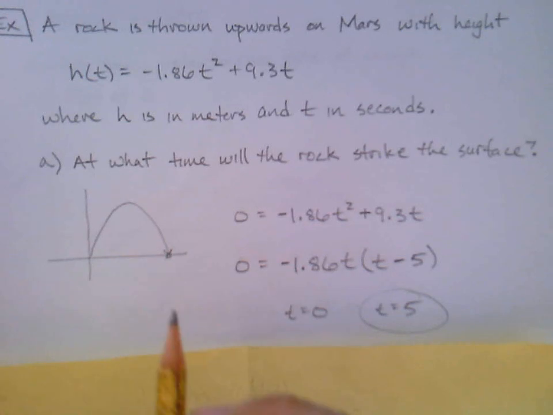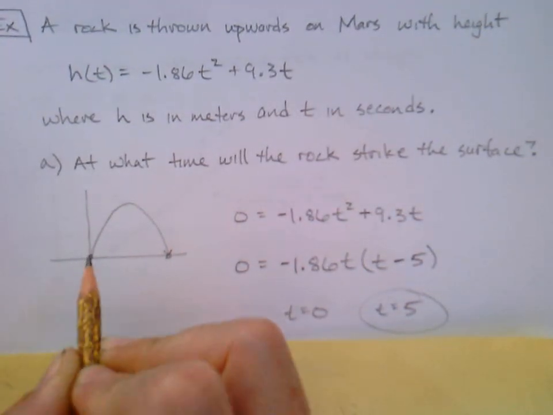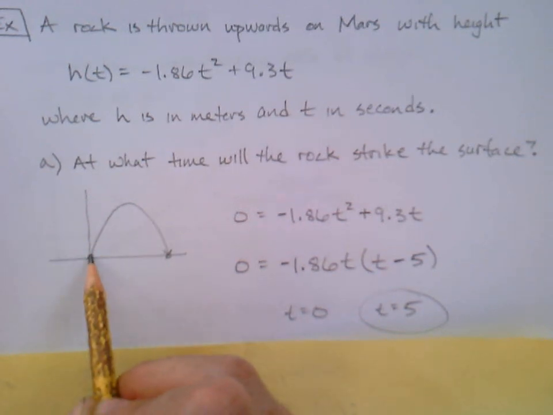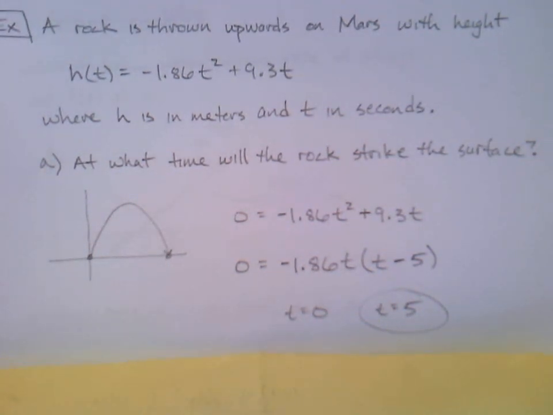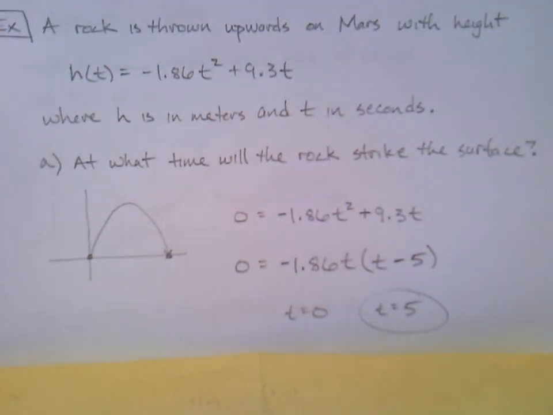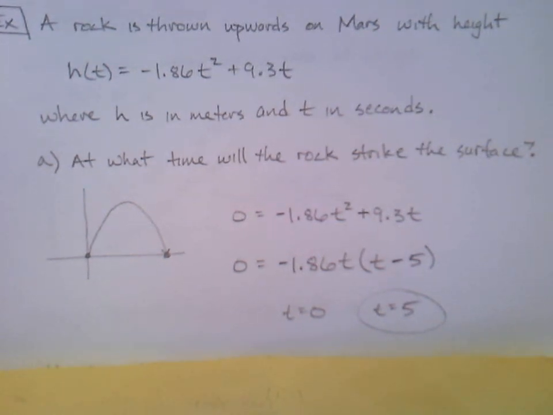The 0, of course, is when it was launched. So maybe that's pretty low to the ground. So maybe a Mars rover threw it up in the air and it was really close. And it flew through the air, and 5 seconds later, it hit the ground. That's a pretty good flight time, 5 seconds. That's a long time in the air. Okay. So that answers part A.